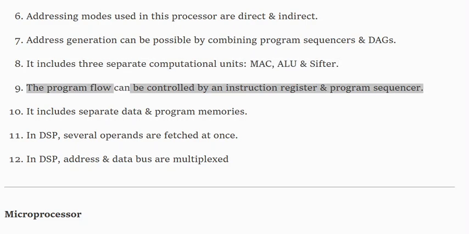The program flow can be controlled by an instruction register and program sequencer. It includes separate data and program memories. In DSP, several operands are fetched at once. In DSP, address and data bus are multiplexed.